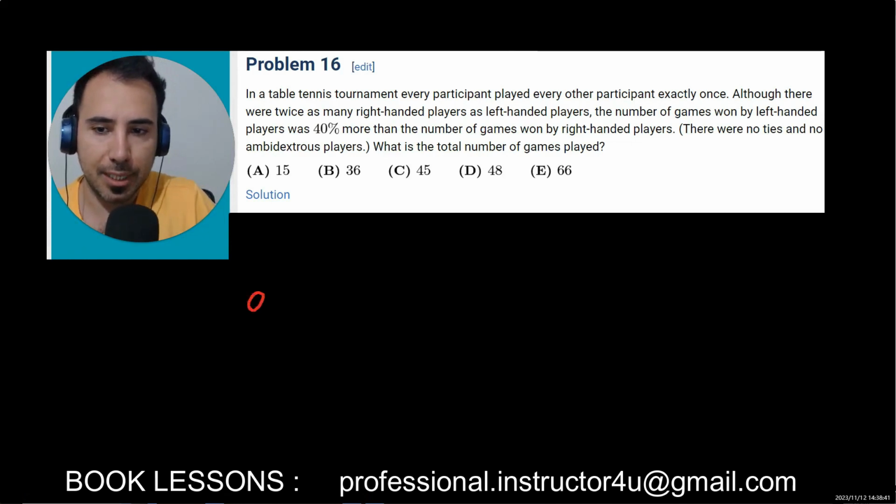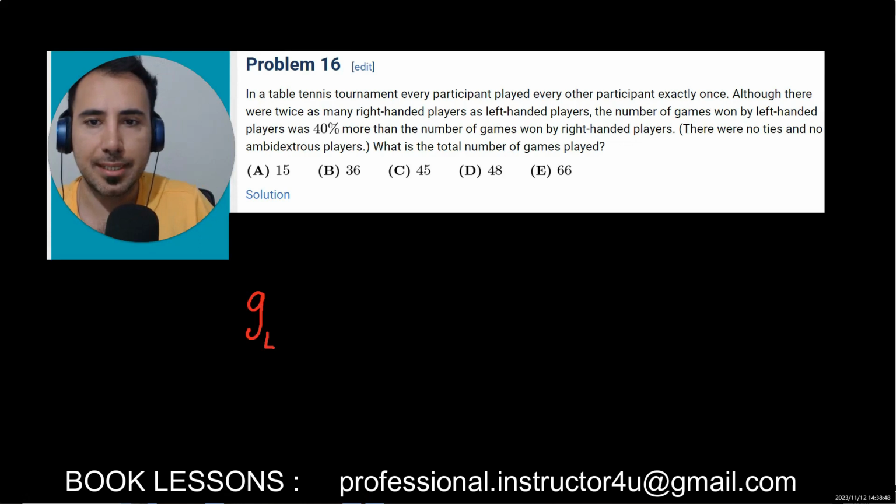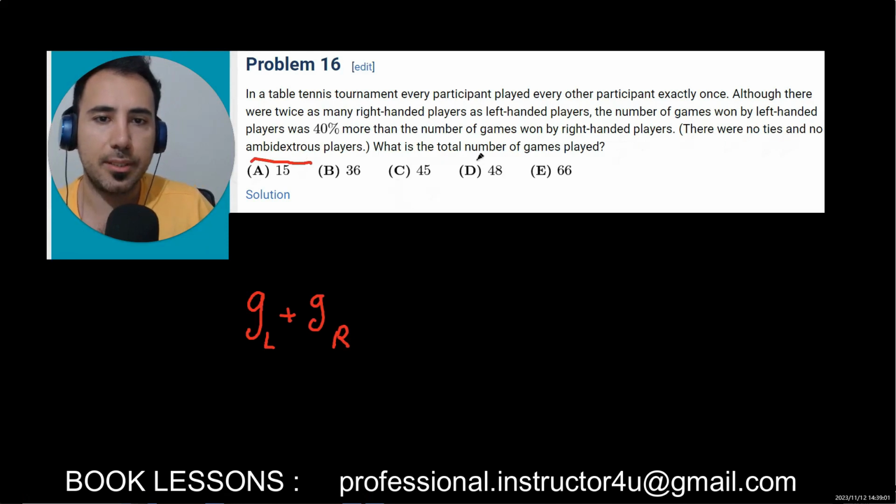So I'm going to write it like this. The number of games that were won by the left-handed players was 40% more than the number of games won by the right-handed players. There were no ties and no person who could use both of their hands. What is the total number of games played?